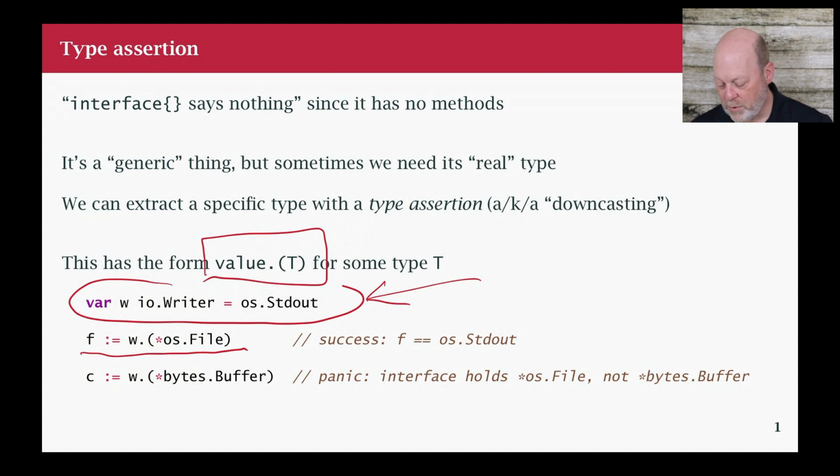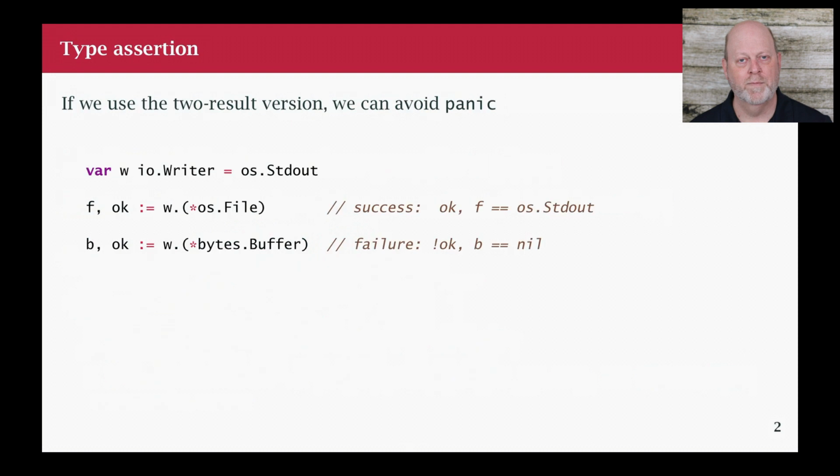Okay. In the second example, okay, it's not a bytes.Buffer. This test will fail. And in this particular way of doing it, it will fail by panicking. Okay. What we're doing when we write it this way is saying we assume it is that type, and if it's not, that's a logic error. Now the thing is, Go gives us another form. Just like we had with maps and other things, there's a two-value type assertion where the second value is a Boolean that tells us whether or not it worked. Okay, so now in this case, the first one gives us the file pointer and true, and the second one gives us a nil pointer and false, and so we don't trap.